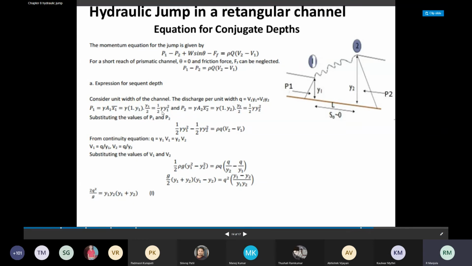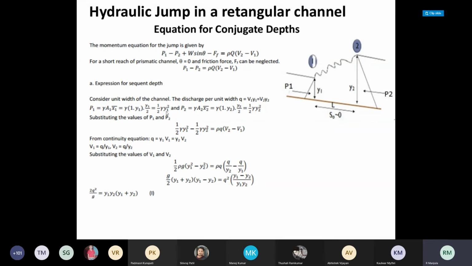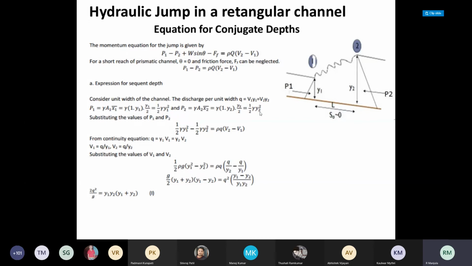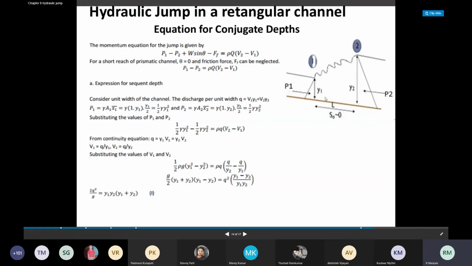Similarly, this will be half into gamma into y1 square. If you multiply this, half into gamma into y1 square, and this is for section 1. Similarly, for section 2, this is gamma A2 into x2 bar, and that will be equal to 1 by 2 into gamma into y2 square. Okay. Now substitute the values of p1 and p2. So half gamma y1 square minus half gamma y2 square is equal to rho into small q into v2 minus v1.